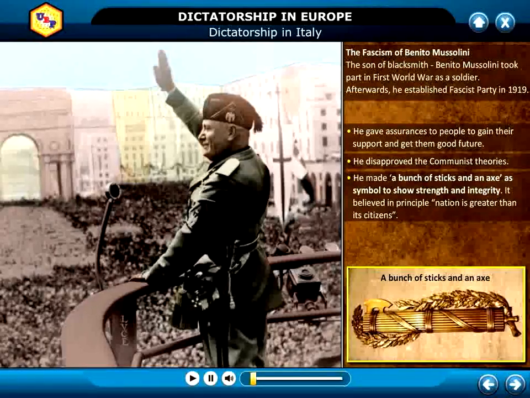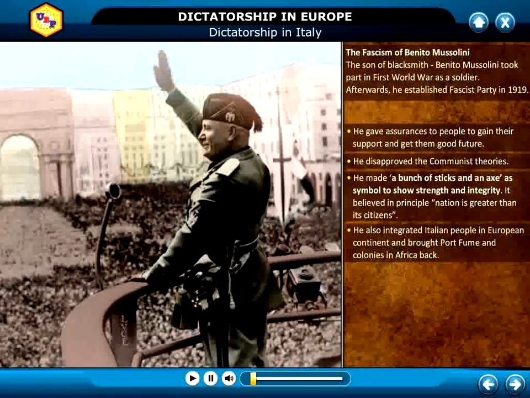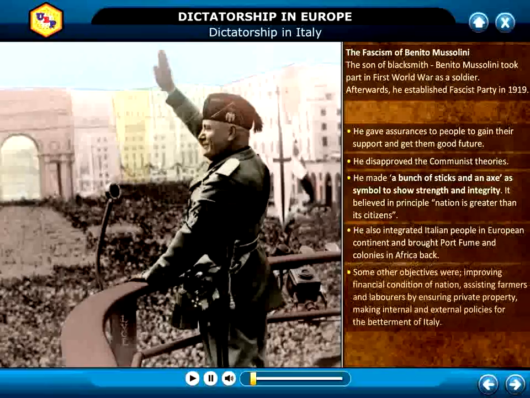It believed in the principle that the nation is greater than its citizens. He also integrated Italian people in the European continent and brought Fiume and the colonies of Africa back. Some other objectives were improving the financial condition of the nation, assisting farmers and laborers by ensuring private property, and making internal and external policies for the betterment of Italy.